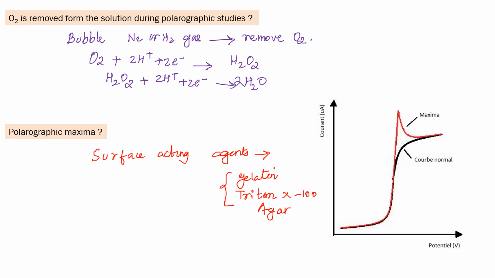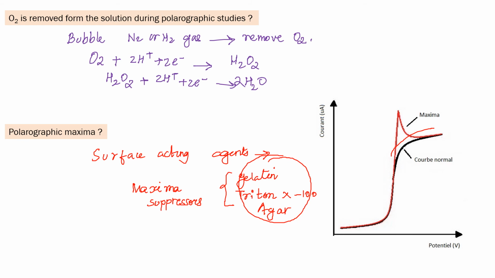And these are known as maxima suppressors, that is, the agents which help in suppressing this maxima. The curve can be suppressed to the S-shaped curve again by making use of reagents like gelatin, Triton X100 and agar. This is the important point regarding polarographic maxima, and it is sometimes asked in many questions, so you can go through this one also.